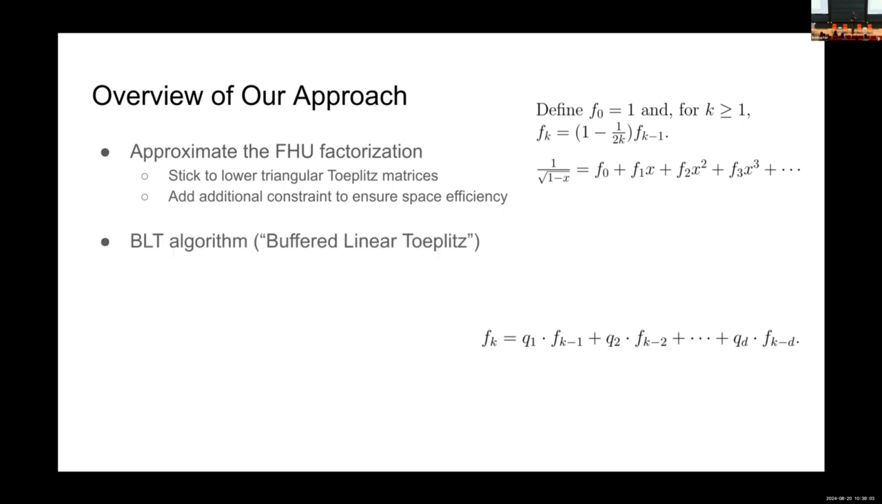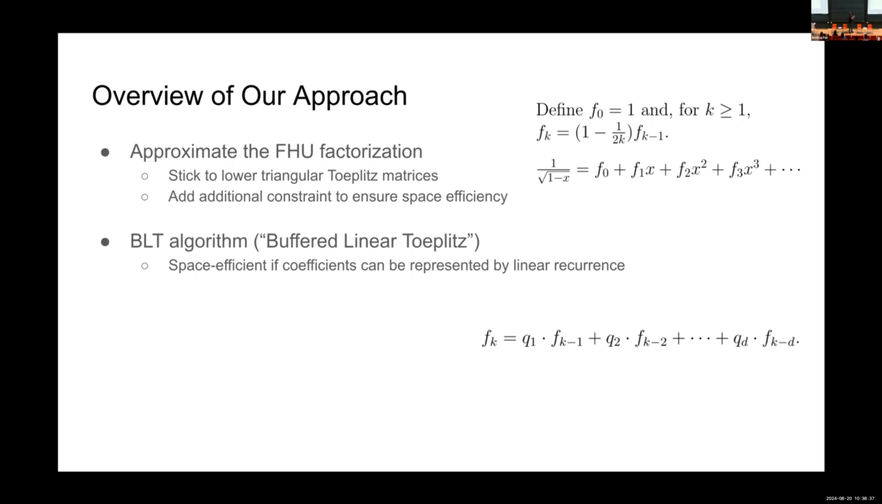And our algorithm, which we call the BLT algorithm for buffered linear Toeplitz, is space efficient if the sequence of diagonal values is represented by a linear recurrence. So here's a linear recurrence illustrated here. You've got a bunch of coefficients, Q1 through QD, and the kth value can always be expressed as some linear combination of the previous D values.